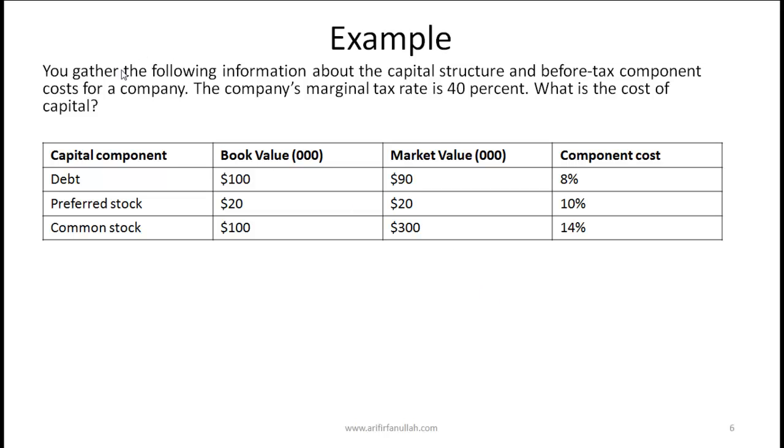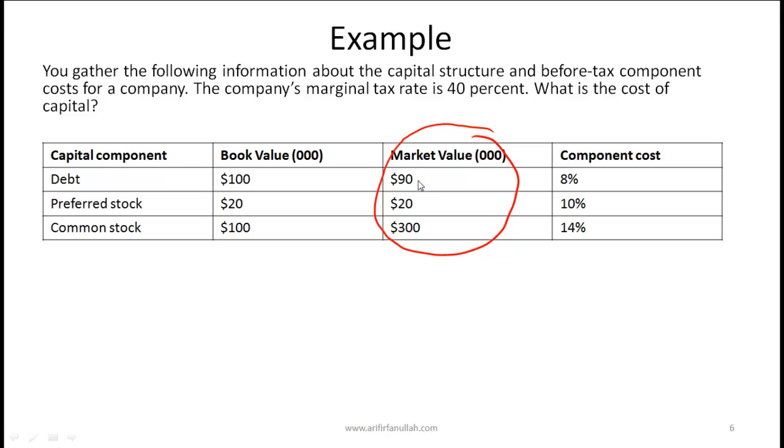Now let's look at another example. You gather the following information about the capital structure and before tax component costs for a company. The company's marginal tax rate is 40%. What is the cost of capital? Now here the core point is that given both book values and market values, you are supposed to use the market value. Very often for debt, the market value and book value will be quite similar, but the core point is that if you have both, use market values.